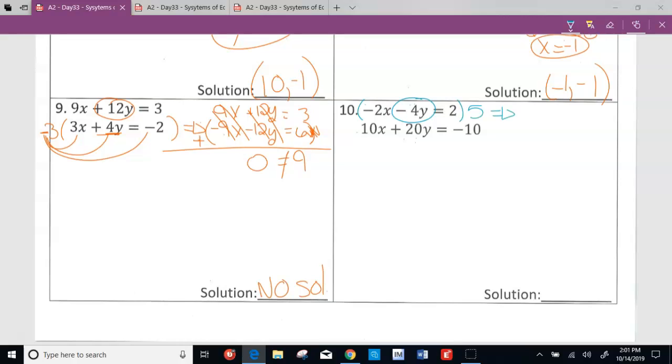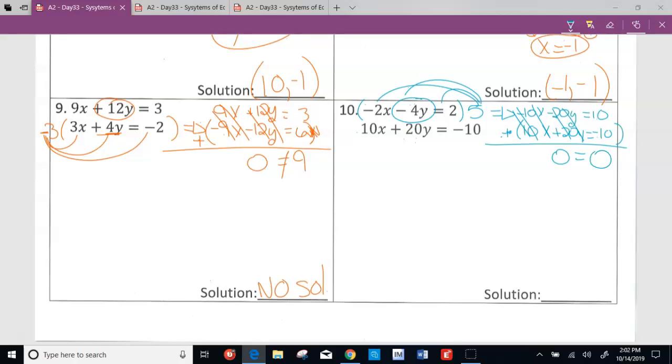When I do that, 5 times negative 2x is negative 10x. 5 times negative 4y is negative 20y. And 5 times positive 2 is a positive 10. On the bottom, I didn't change anything, so I have 10x plus 20y equals negative 10. Now I'm going to add the top to the bottom to cancel stuff out. Negative 10x's plus 10x's cancels out. Negative 20y's plus 20y's cancels out, so I have 0 over here, equal sign. 10 plus a negative 10 is 0.